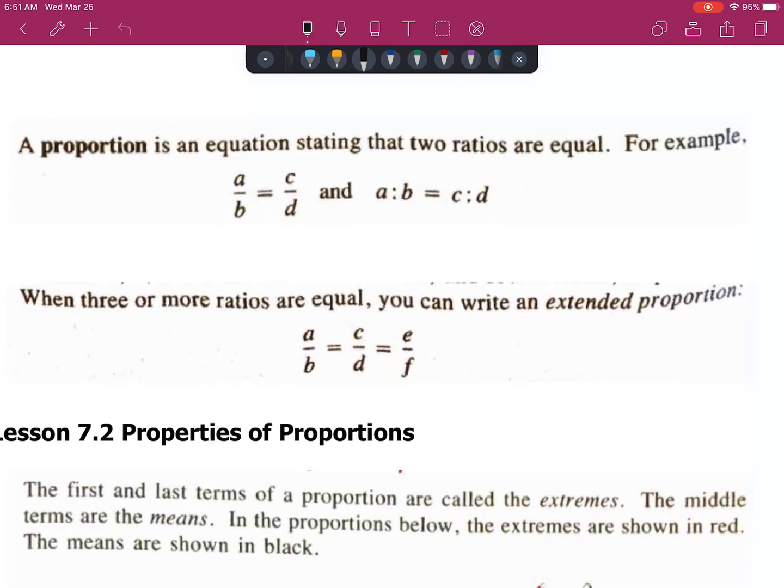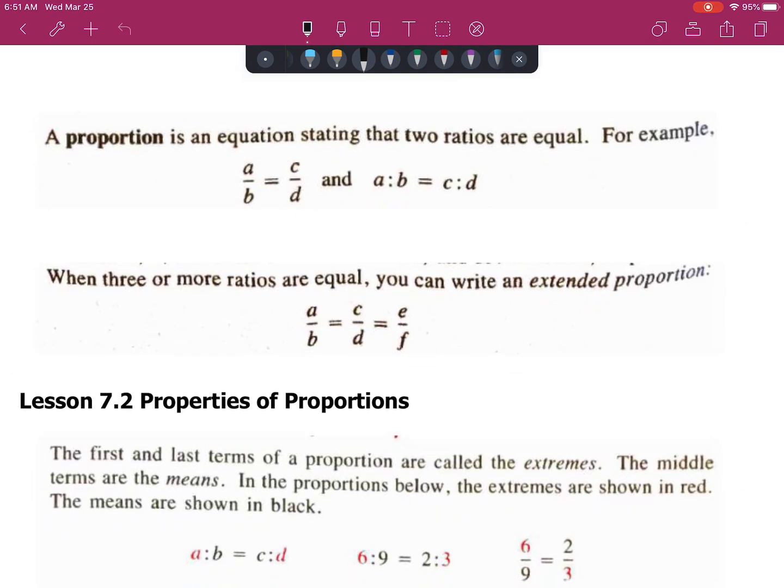So I'm going to finish up this video just talking about what a proportion is. And then in 7.2, the next lesson, we're going to go into what those properties of proportions are. A proportion is an equation. First and foremost, a proportion is an equation. Done. It's a comparison of two ratios. And we know that ratios are another way of saying fractions. So it's a comparison of two fractions. Those two fractions are going to equal each other. So there's your equation, your equal sign.